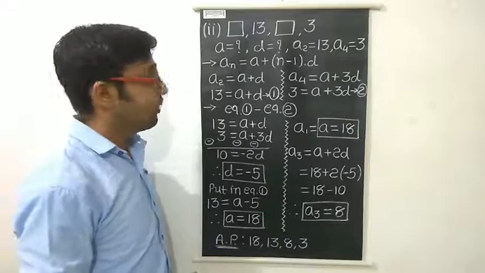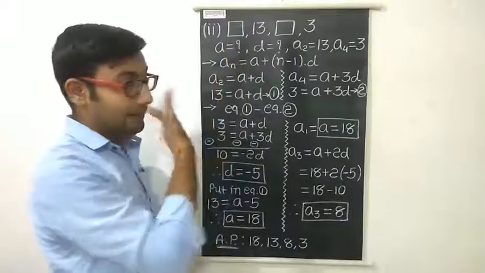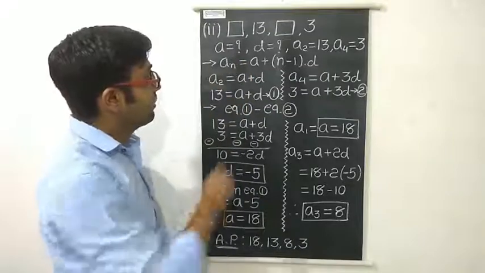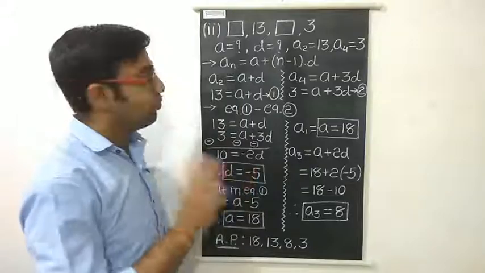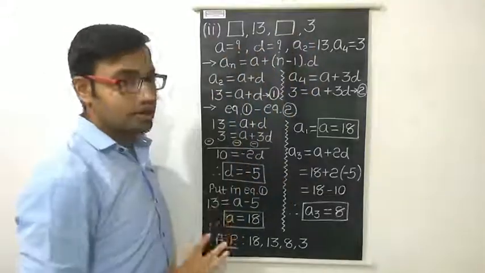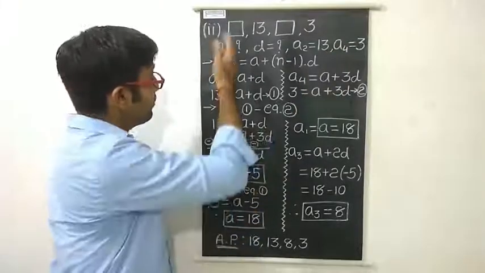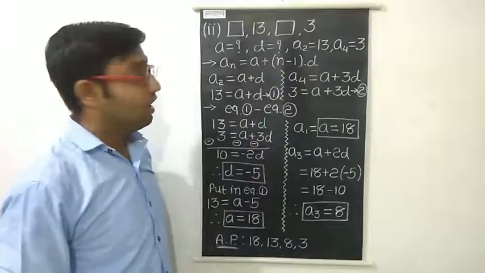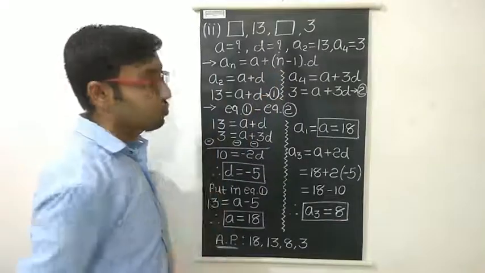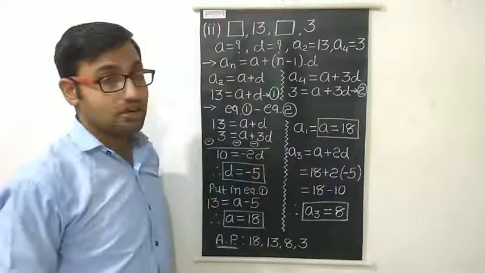But how to find out that d? To find the first term, we do not have the first term. We do not have the d, the common difference. We have only two values. The second term is equal to 13 and the fourth term is equal to 3. So without the first term, how can we find out the third term? And again, d, the difference, is also not there. So how to find out this first term and third term?